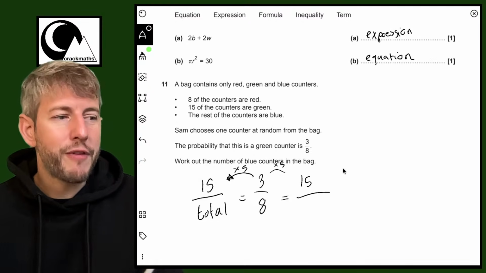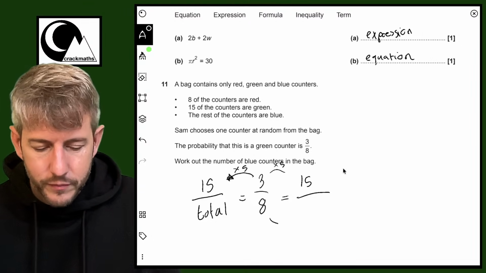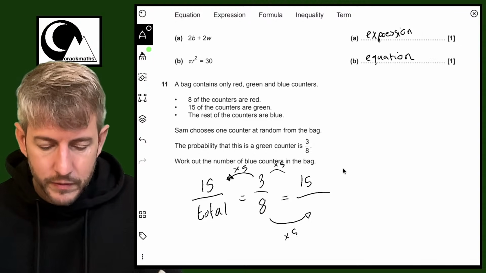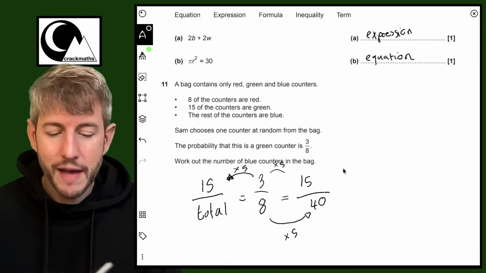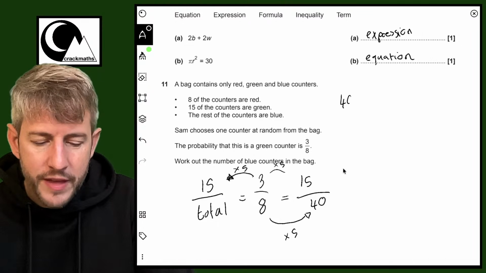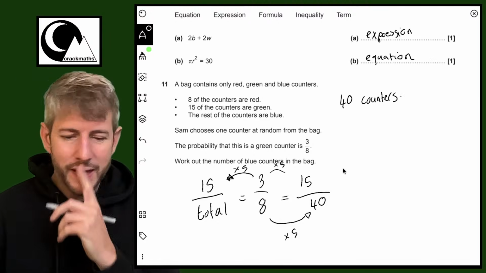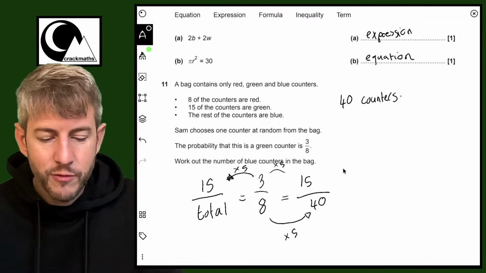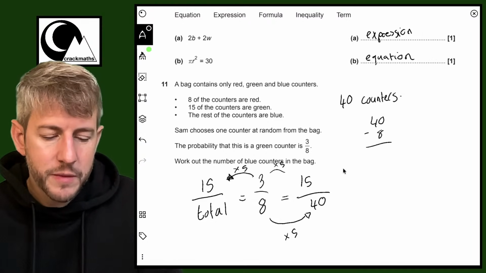Now, the way that equivalent fractions work is you've got to multiply the top and the bottom by the same thing. So I've got to multiply this by 5 as well, which means that there are 40 counters in the bag altogether. So now my next step is to work out how many of these are blue. Well, I know that 8 are red, so 40 take away 8 is going to be 32.